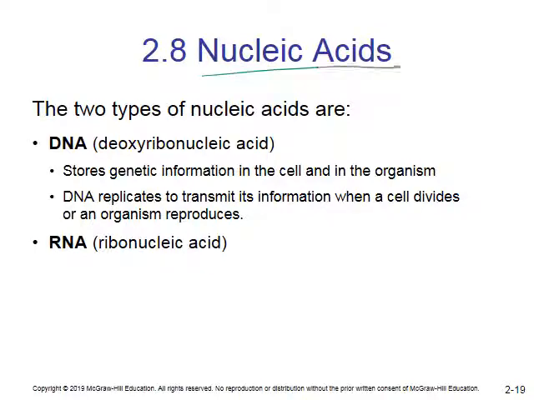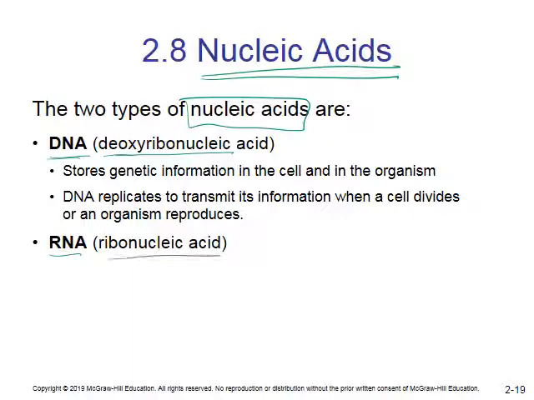We're finally on the fourth biomolecule, nucleic acids. So there's two types of nucleic acids. There's DNA or deoxyribonucleic acid, and then there's RNA, which is ribonucleic acid.